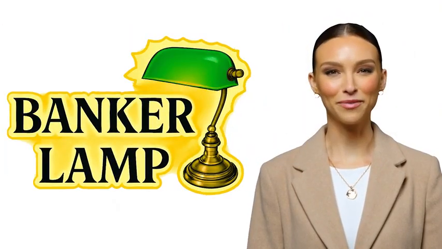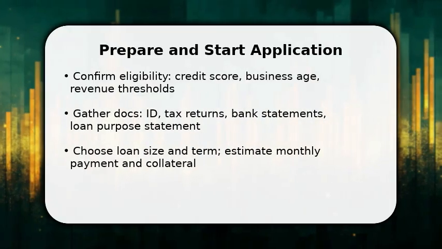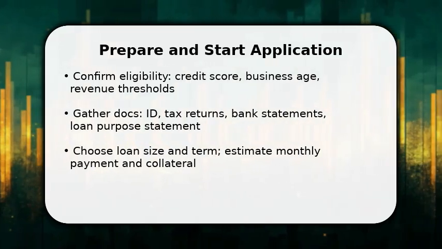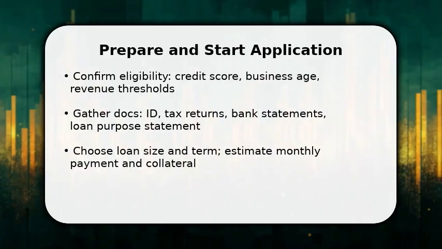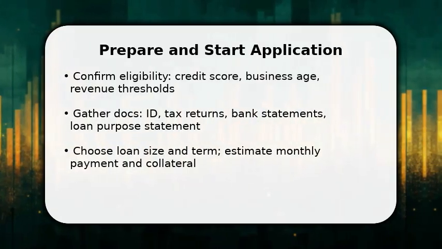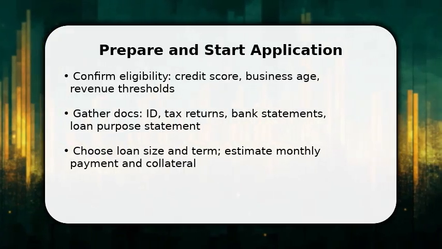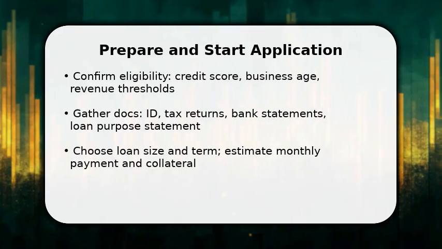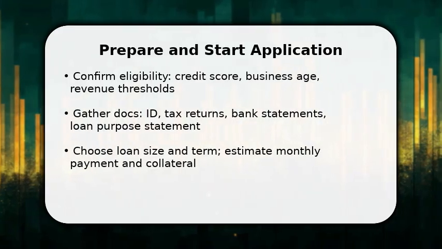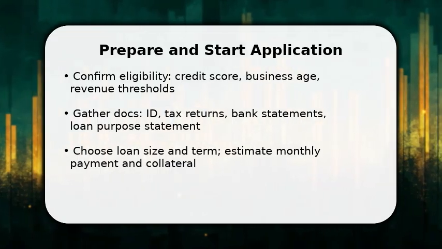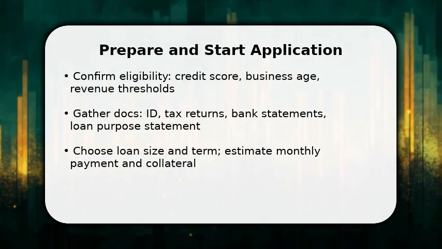Please enjoy the video. You begin by confirming eligibility and assembling essential documents so you can apply immediately. You should verify credit score and business history, then collect ID, recent tax returns, bank statements, and a concise loan purpose statement. Once done, pick a target loan amount and term that matches cash flow, calculate estimated monthly payment and required collateral. This prevents delays and underfunding.